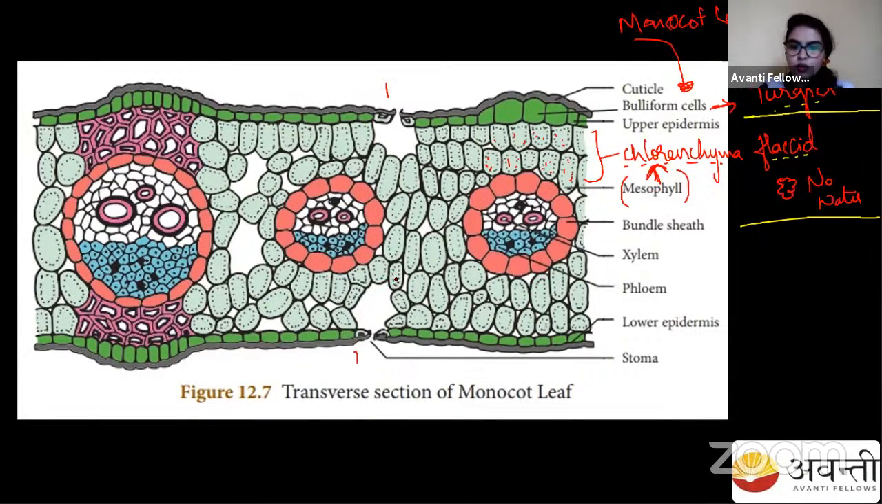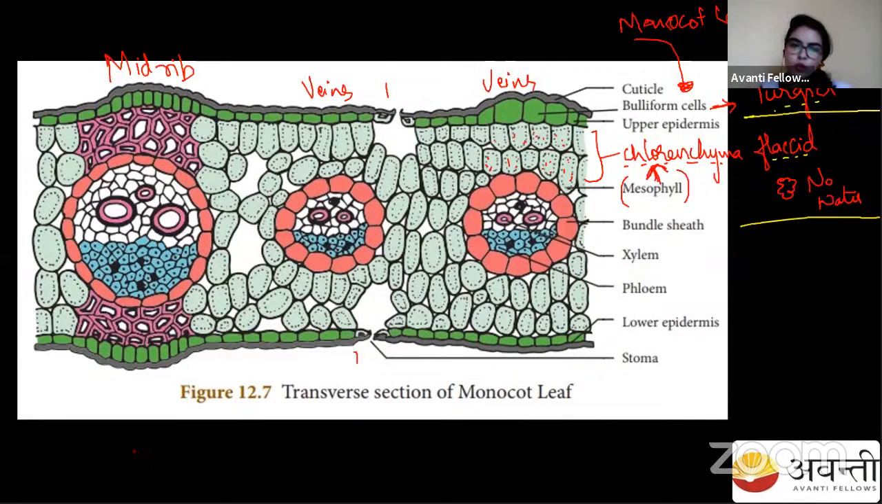Now let's move to the vascular bundles. We will see the vascular bundles, but before that, look here. This is the main midrib. This is the midrib, and these are the veins or veinlets. This one is a vein.